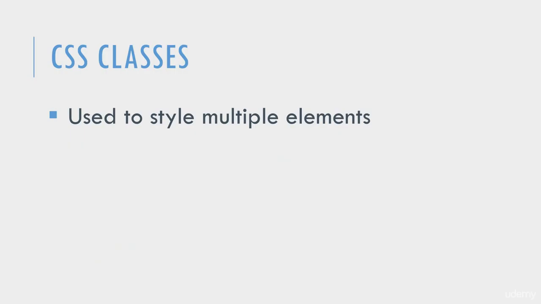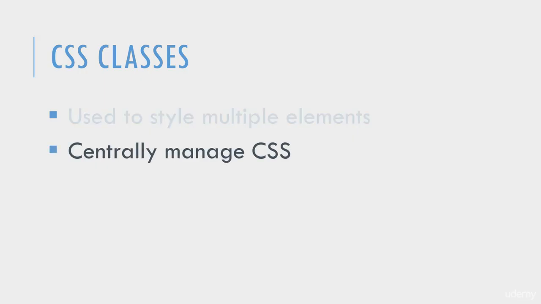CSS classes allow you to assign a specific class to multiple elements and then define the CSS properties for that class. CSS classes allow for centralized management of your CSS styling. If you want to make a change to those elements, well, you change the class property and then boom, all of those elements inherit that change.